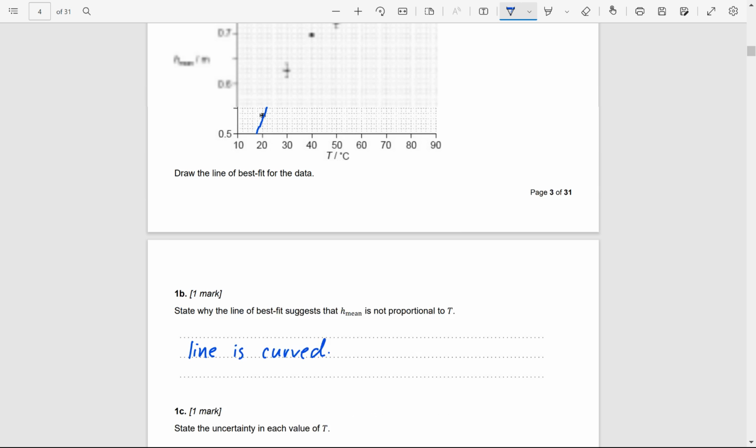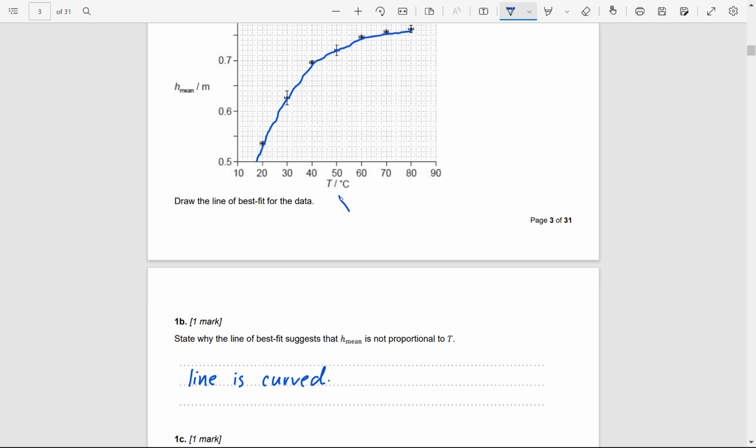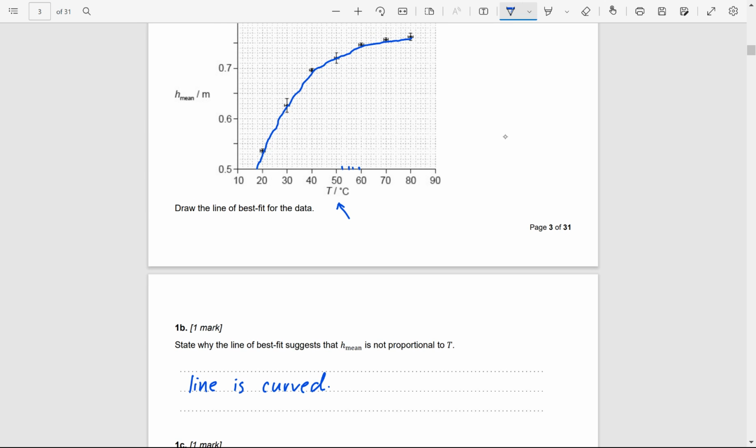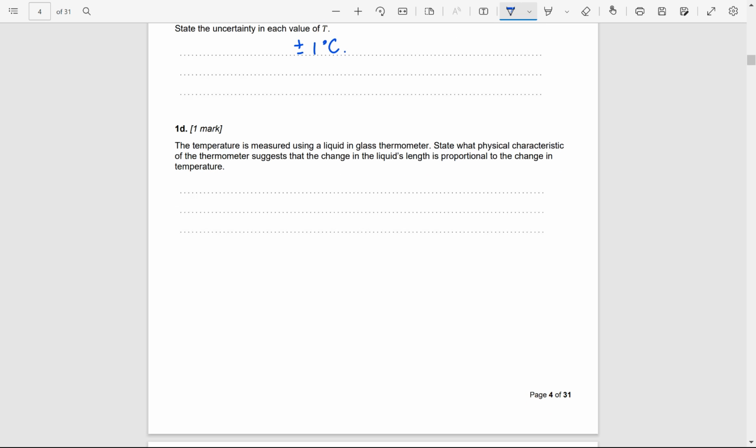State the uncertainty in each value of T, and that's for 1c. So we can see on T that each bar, so each increment, is 2 degrees Celsius, okay? And the error bars are going through half of a bar. So it's plus or minus 1. Don't forget the unit.